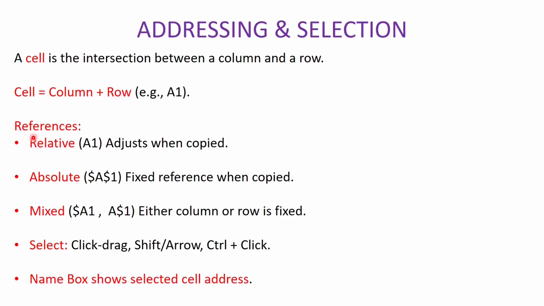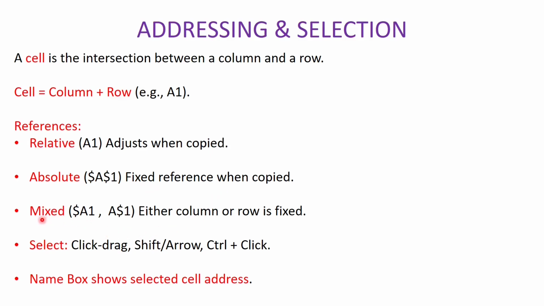There are three types of cell reference available in Excel. One is relative reference, example A1. It changes when the formula is copied to another cell. And next one is absolute reference, $A$1, which means the reference remains fixed even when you copy it.